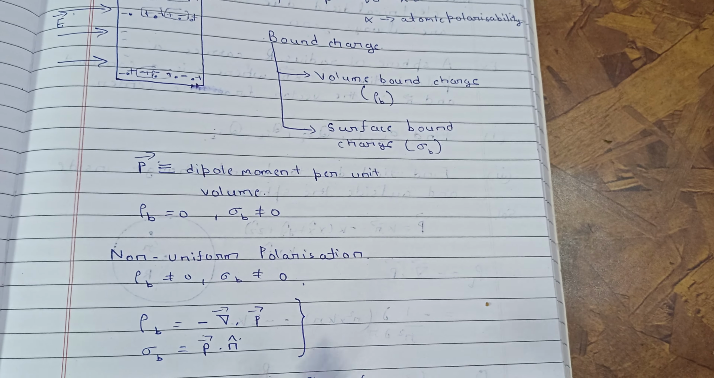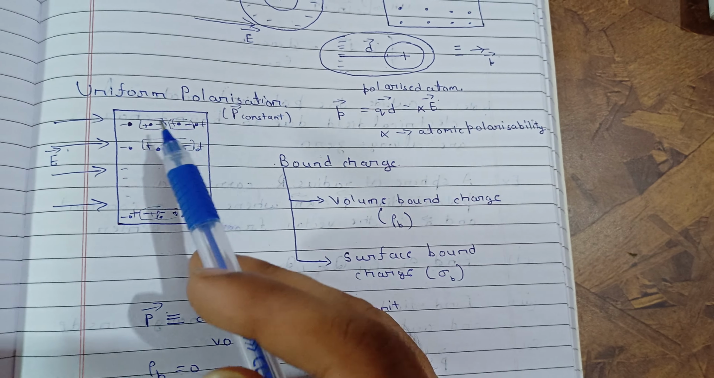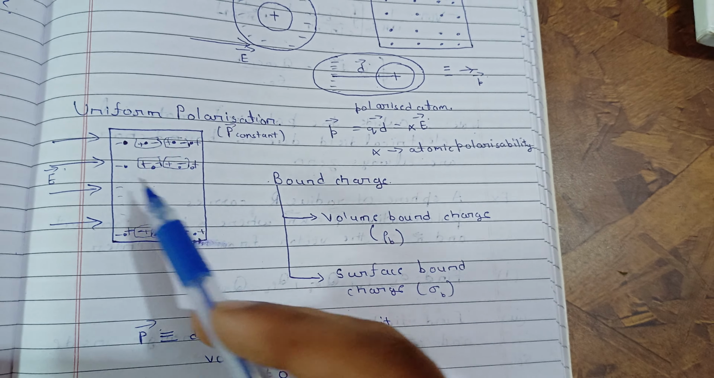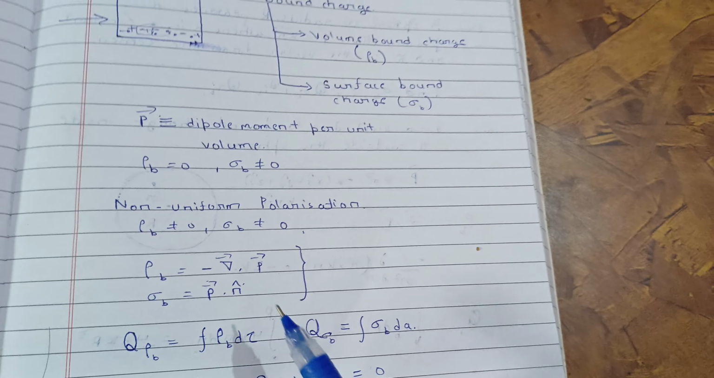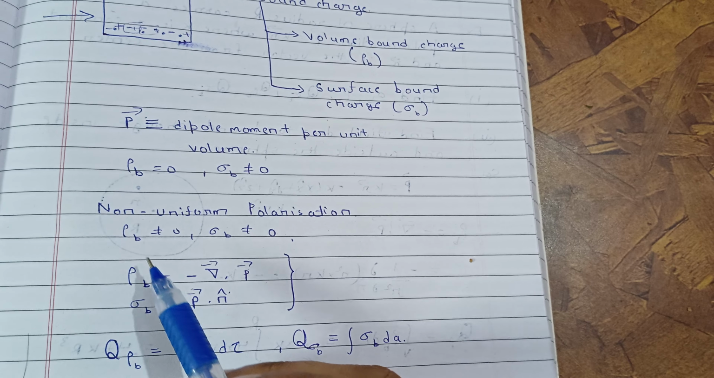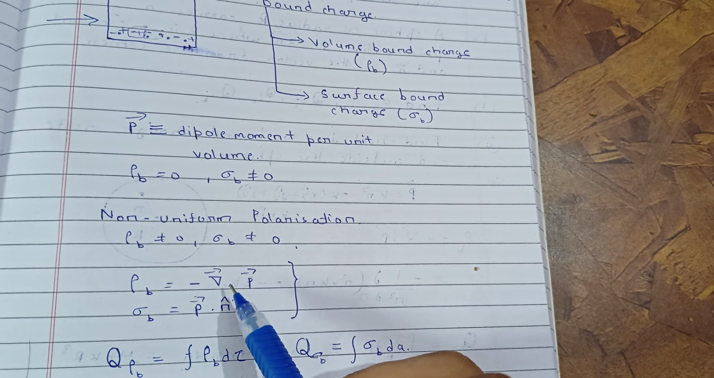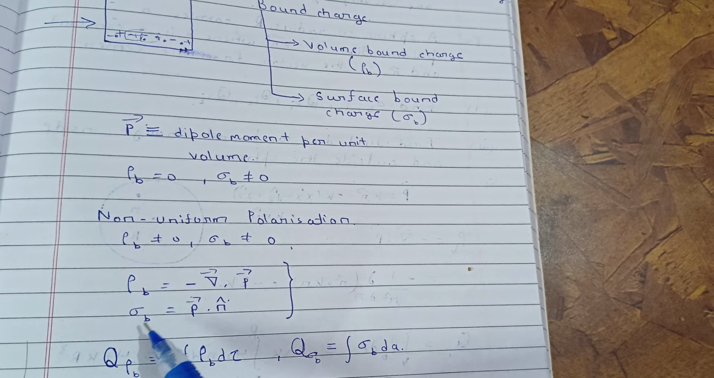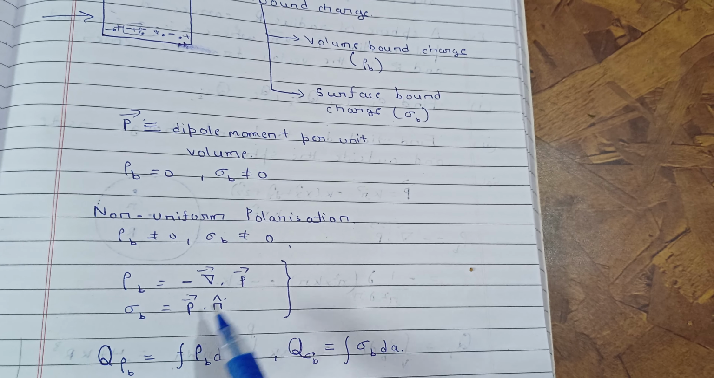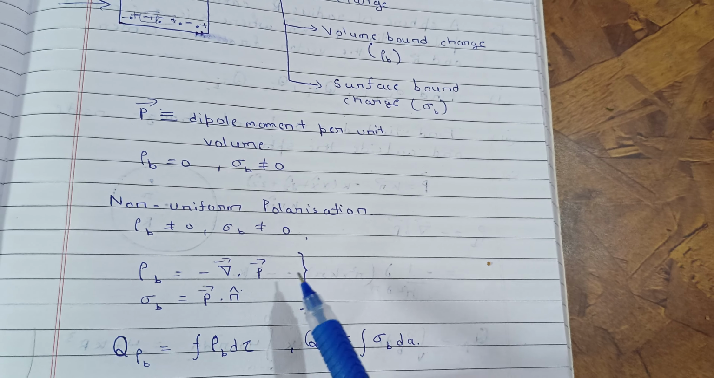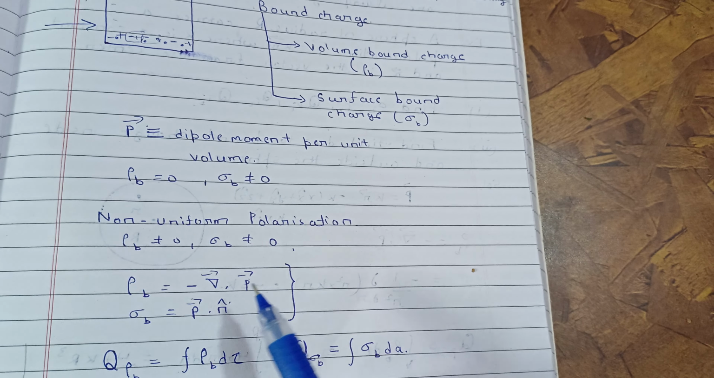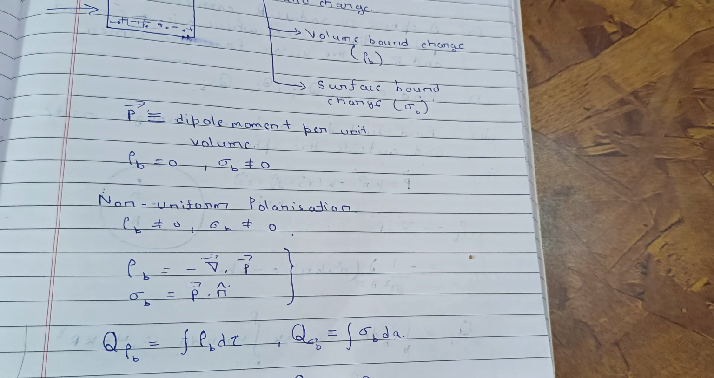Let's move to non-uniform polarization. Now if this polarization is not uniform, then what happens? P is not constant, so we will definitely have volume bound charge density also, meaning both will be non-zero. And these are the formulas you must remember: the volume bound charge density is equal to minus the divergence of polarization, and the surface bound charge density will be P dot n cap, where n cap is the direction normal to the surface on which you are finding the surface bound charge density, and P is the polarization of the material. These are densities, okay. So you must remember these two formulas. We will see how we apply them.